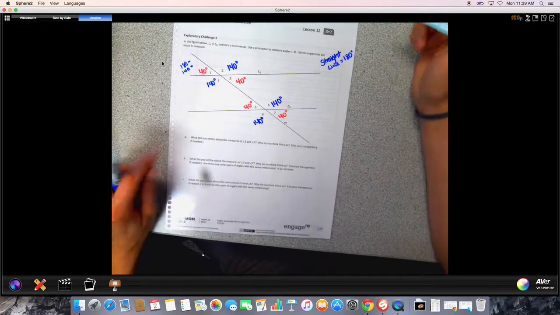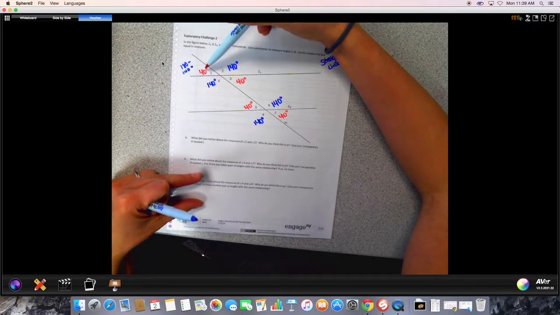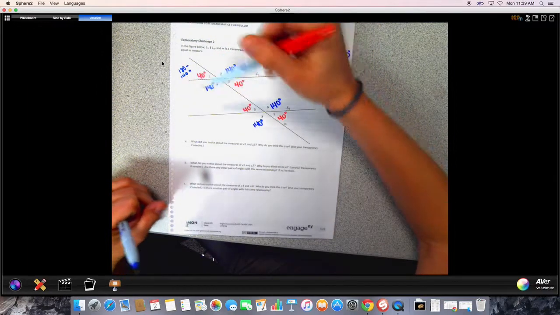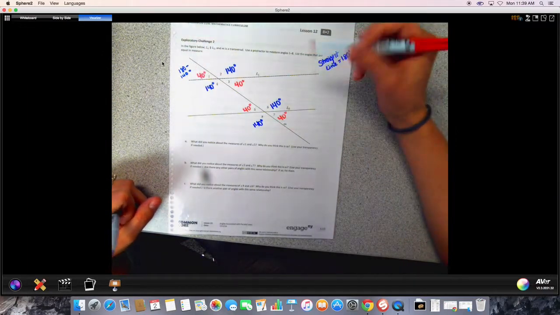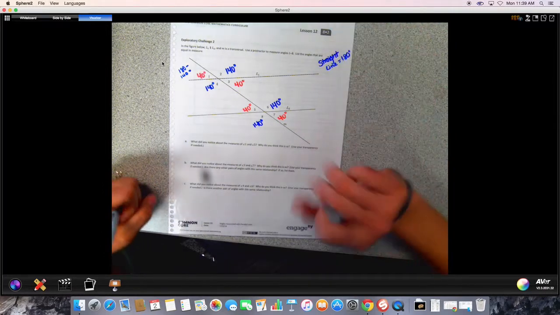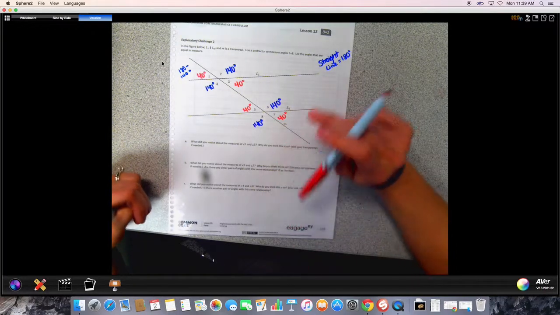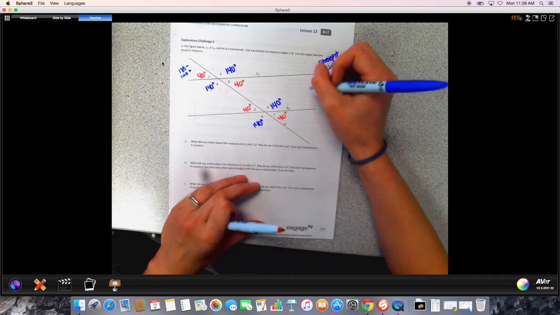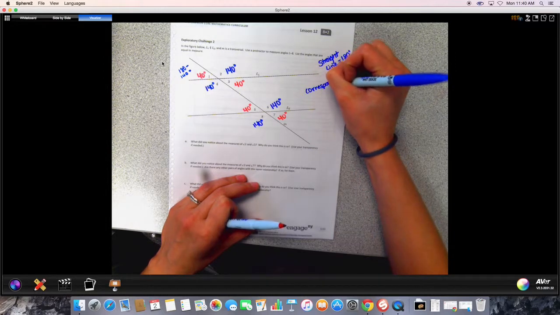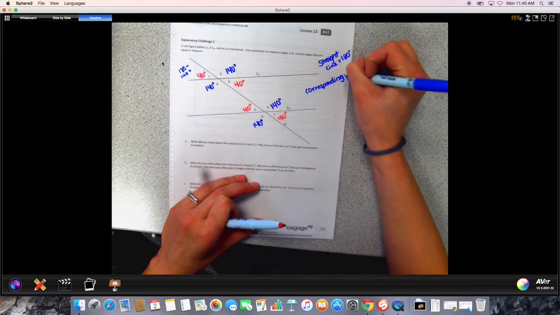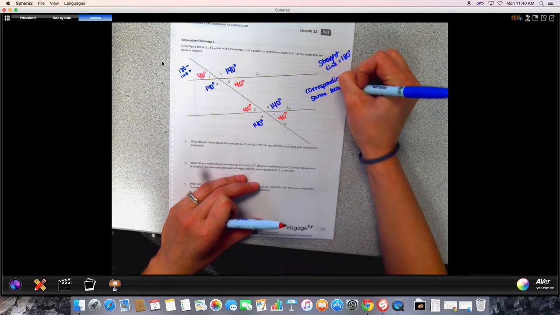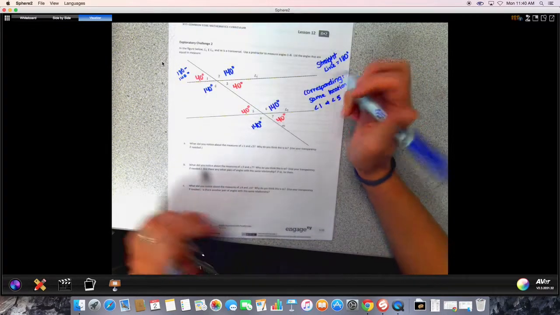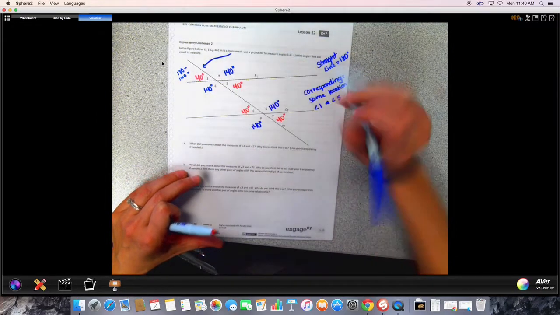When you finish this, you notice there's a pattern there. Once you know one of them, 40, 140, 40, 140, 40, 140, 40, 140, it will be every other one all the way around the entire thing. Only if these two are parallel, though. Some of the vocabulary that goes with this is corresponding angles. What that means is they're in the same location. So for example, angle 1 and angle 5 are corresponding angles. And transversal, that would be like an intersecting line there.